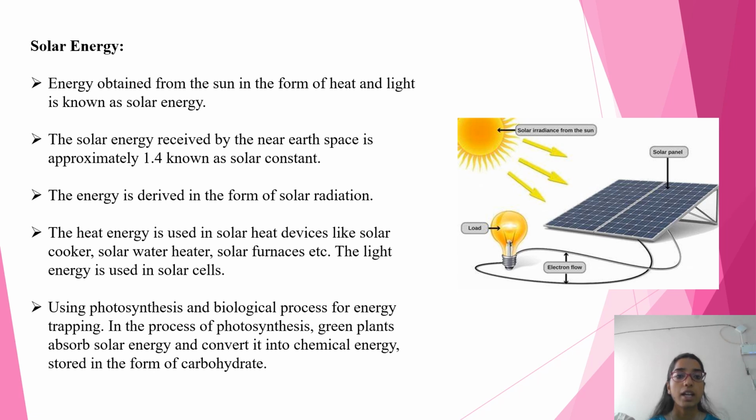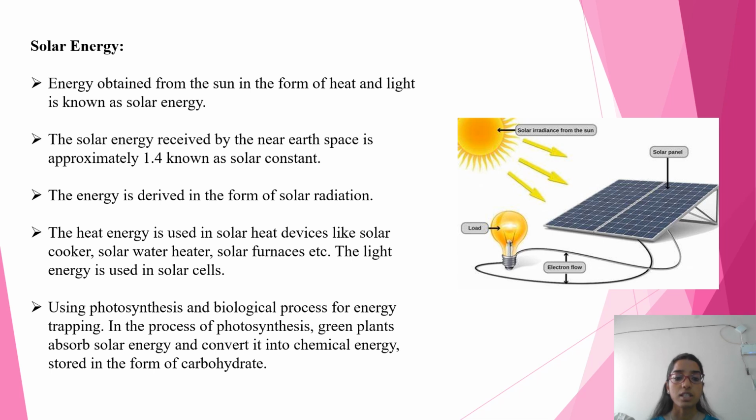Solar energy. Energy obtained from the sun in the form of heat and light is known as solar energy. The solar energy received by the near Earth space is approximately 1.4 kilowatts per square meter, which is known as the solar constant. The energy is derived in the form of solar radiation. The heat energy is used in solar heat devices like solar cooker, solar water heater, solar furnaces, etc. The light energy is used in solar cells.